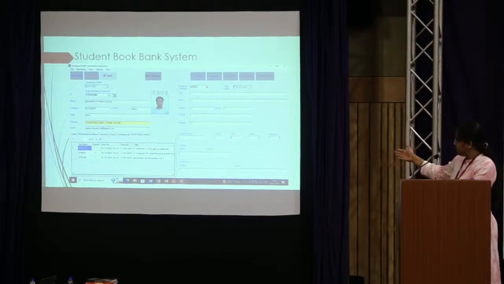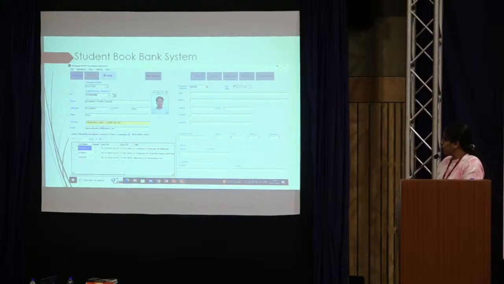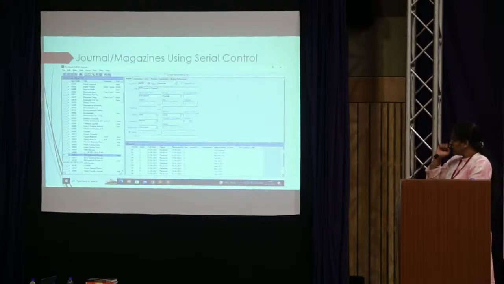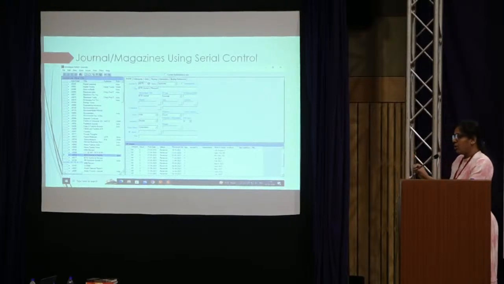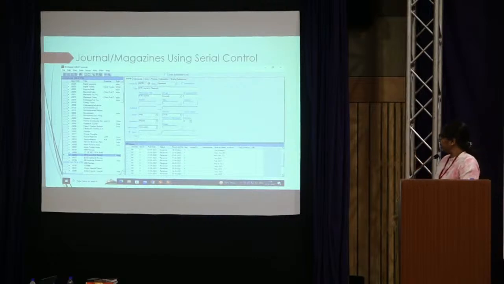I have just differentiated this slide for the book bank system. Then, for journals and magazines using serial control, we have entered all the journals and magazines in the software, and we can get a report of which issue is due and on which dates, whether fortnightly or monthly. We can also get these reports from the serial control for journals and magazines. Next.